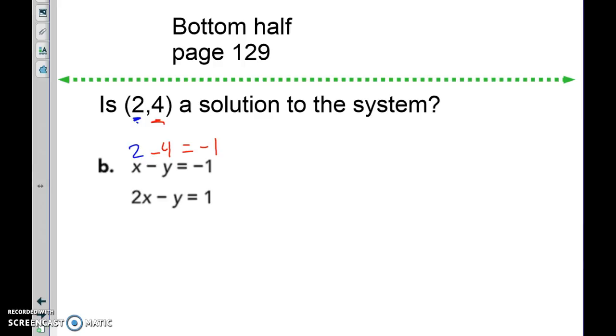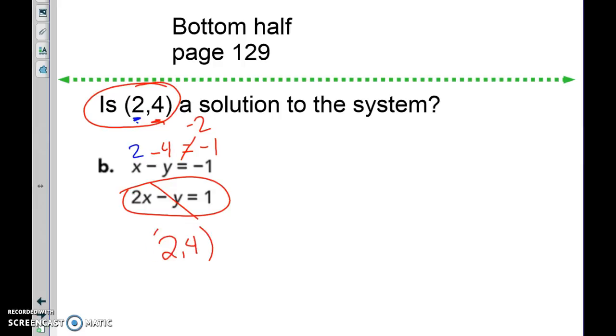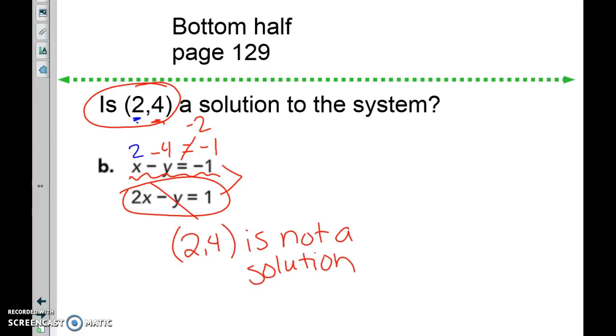Oh, and this one's pretty easy. 2 minus 4. No, that doesn't equal negative 1. That equals negative 2. So right off the bat, we don't even have to check this one. We already know that it's not true. So 2 comma 4 is not a solution. Because why? Because it doesn't check out of this first equation. Therefore, it's not a solution. Now, it's not to say that these two lines won't cross each other. Somewhere they will, but it's not at the point right here, 2 comma 4.